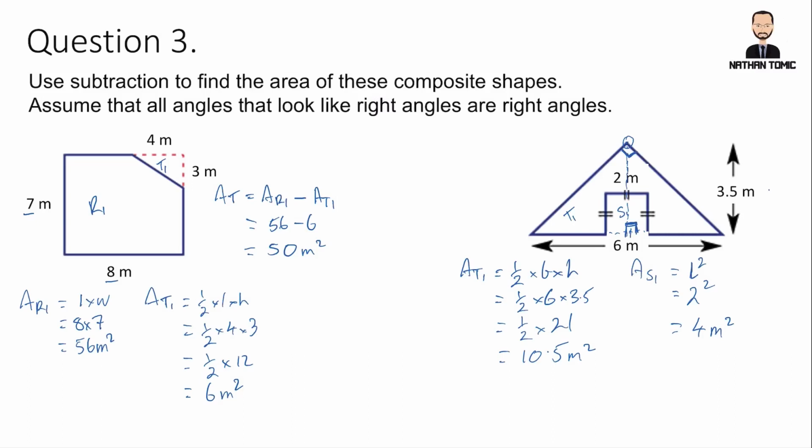And because this is a subtractive process, our area total is equal to the area of the triangle minus the area of the square, which in this case is equal to 10.5 minus 4, which is equal to 6.5 meters squared. So we started by finding the bigger triangle shape and then removing from it the area of the small square.